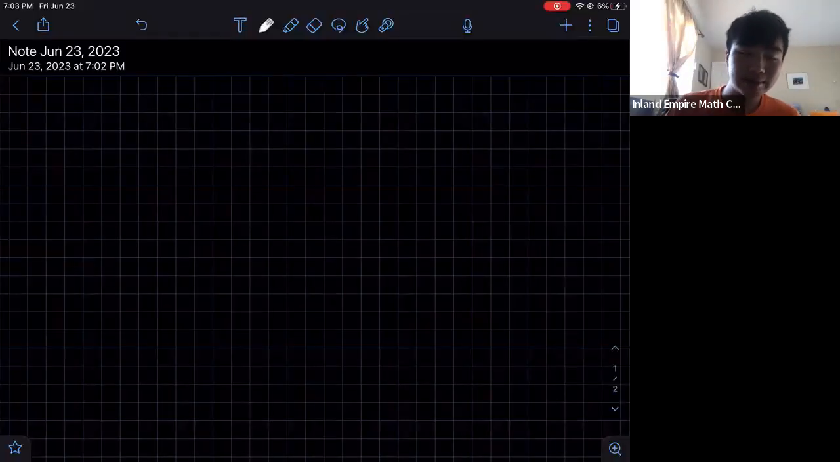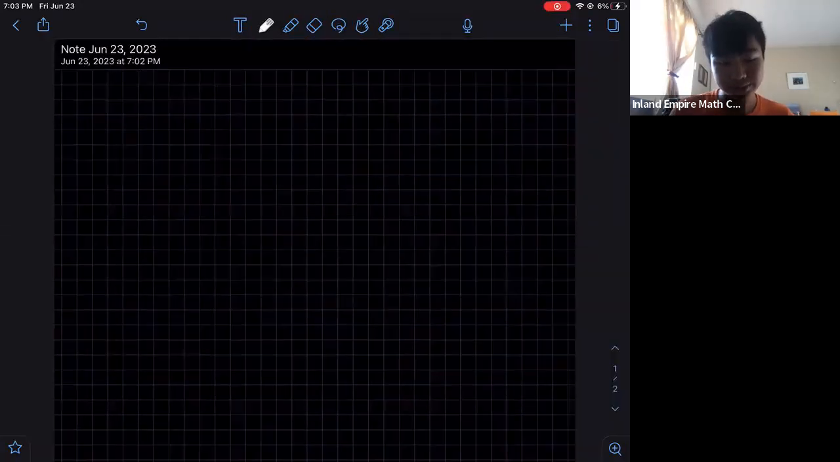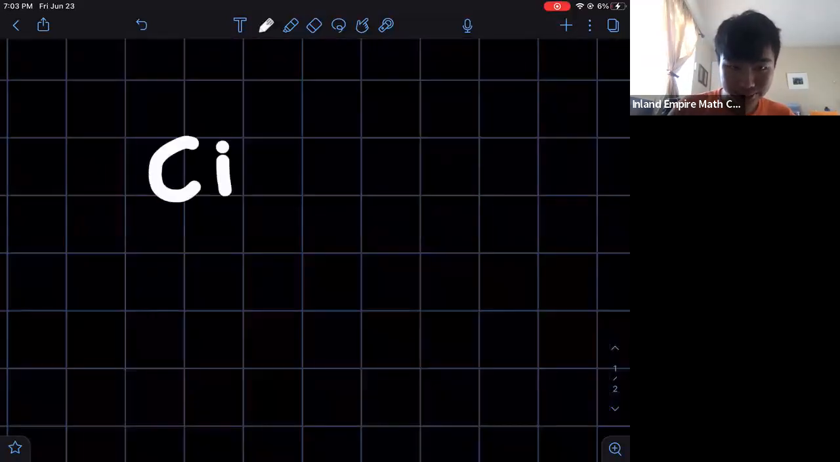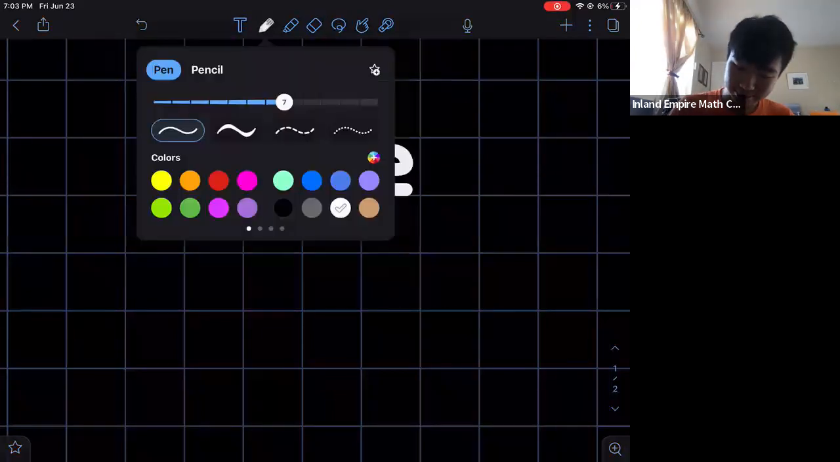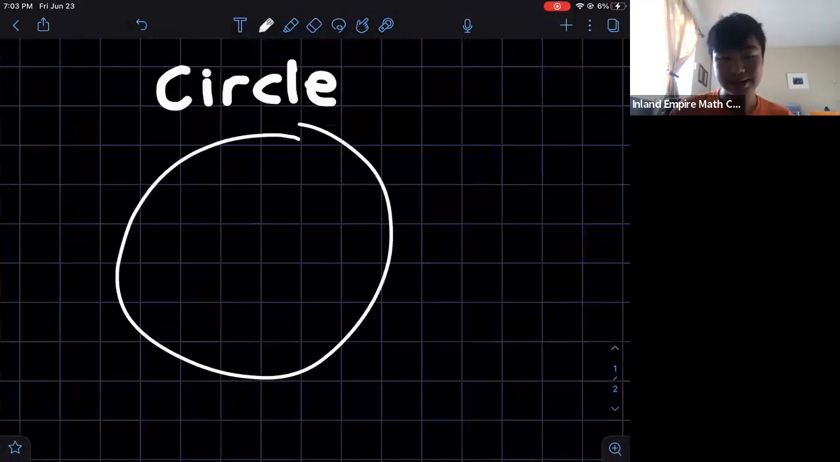So basically today we're going to be talking a little bit about circles. Last time we talked a bit more about puzzles, but today we're going back to some geometry explainers. Whenever we think about a circle, we usually think of something that looks like this, right? A round shape that basically looks like that.